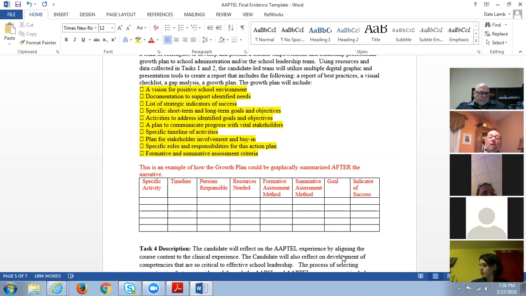Specific short-term and long-term goals and objectives. What can you do now? What's going to take a little bit longer to do? You have to identify them, give some time frames on that. Activities to address identified goals and objectives. And it goes on. You see everything that you can.